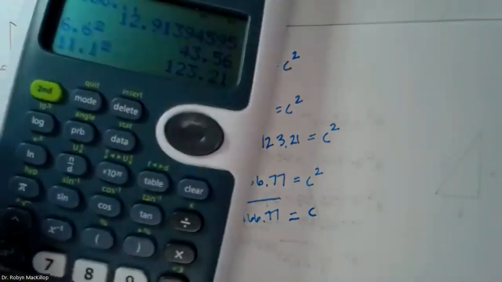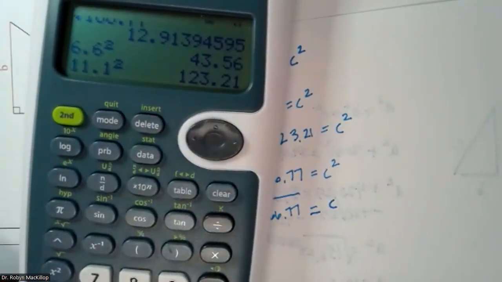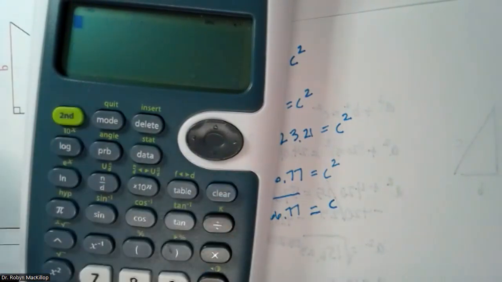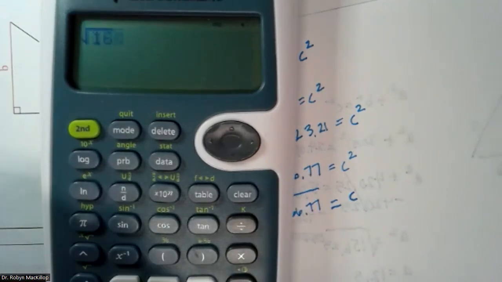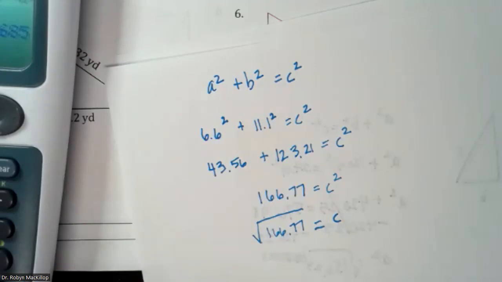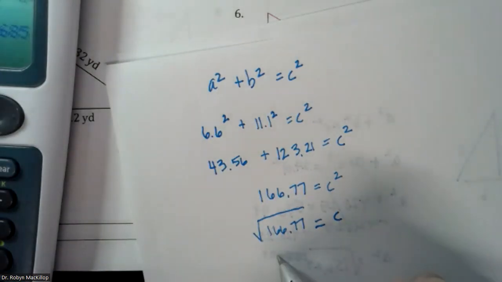And what's nice is the calculator will do it for us. So we want green button, square root sign, 166.77, enter. We just want to know what it is, 12.88 or 12.9. And that's your third side, all done.